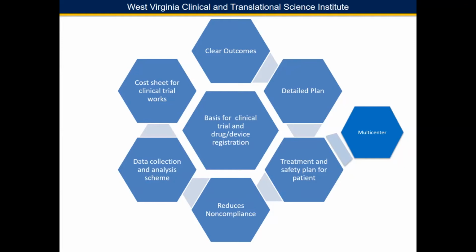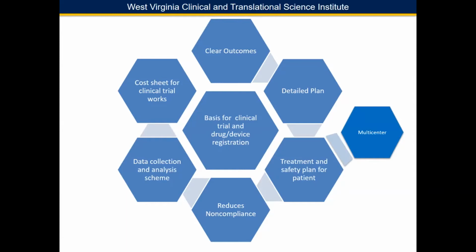You want to have a detailed plan, and that detailed plan means someone should be able to pick it up and run with that study. So making sure that everything is clearly thought out, and you're thinking about all aspects of the clinical trial. The protocol is really that essential component of the research. Also thinking about the treatment and the safety plan for the patient.